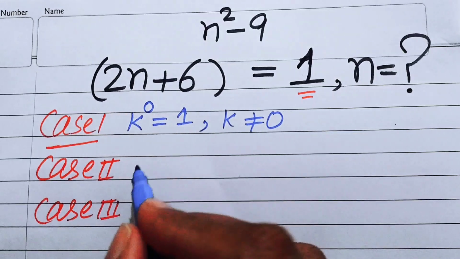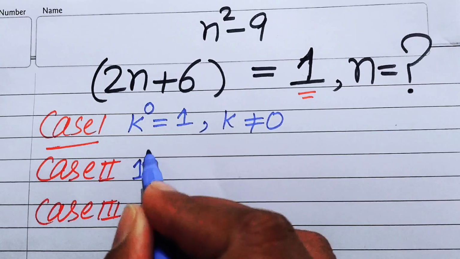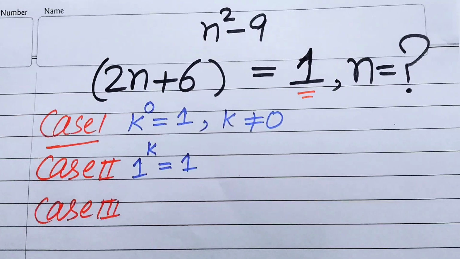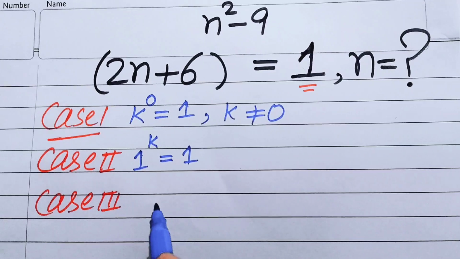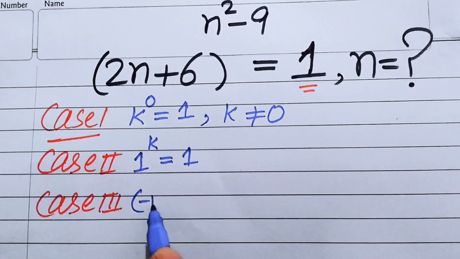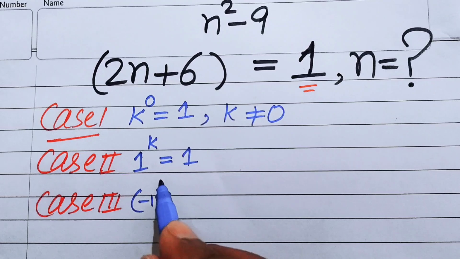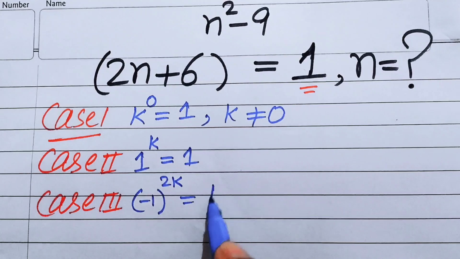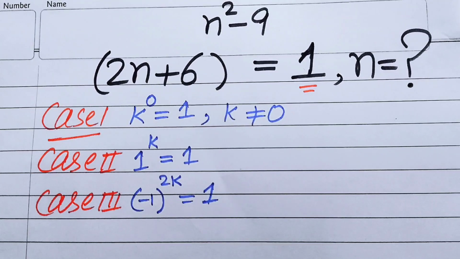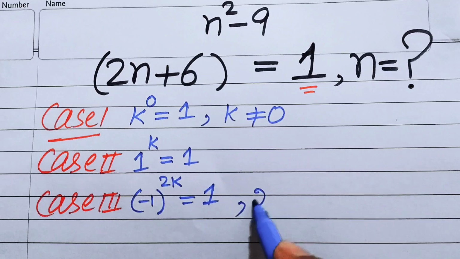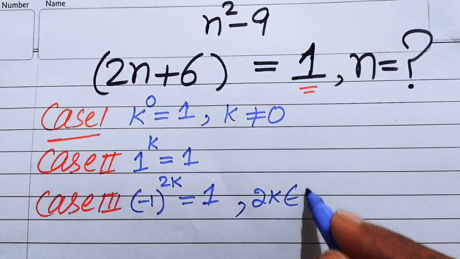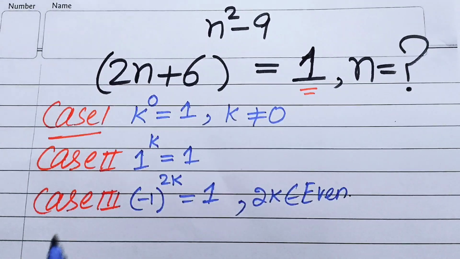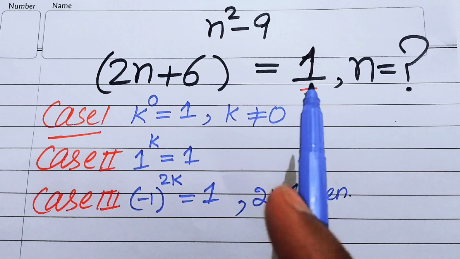And now in the second case, if we take our base as 1 and the exponent as k, you get its answer equal to 1. And in the third case, if we have the negative number minus 1 and its exponent is some even number 2k, it is also equal to 1. So here the condition is that our exponent 2k must be an even number. So we have these three possibilities in which you get the right hand side as 1.